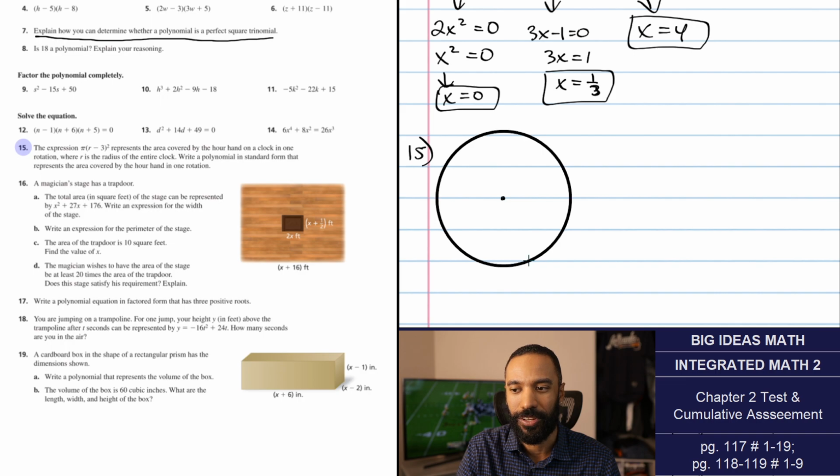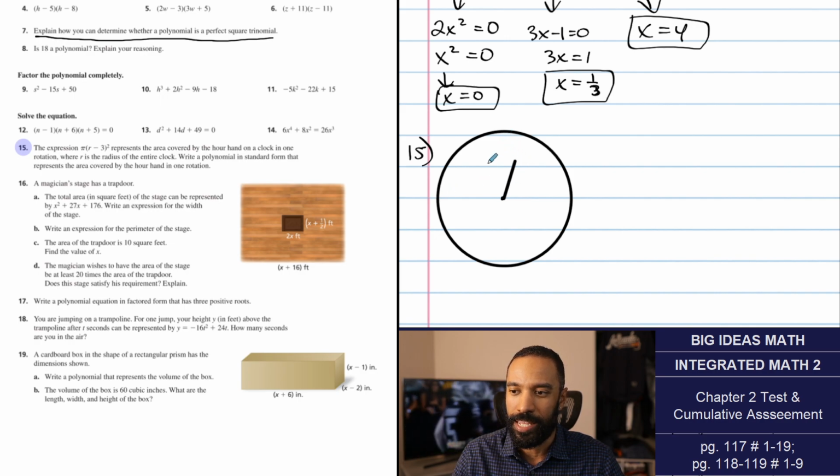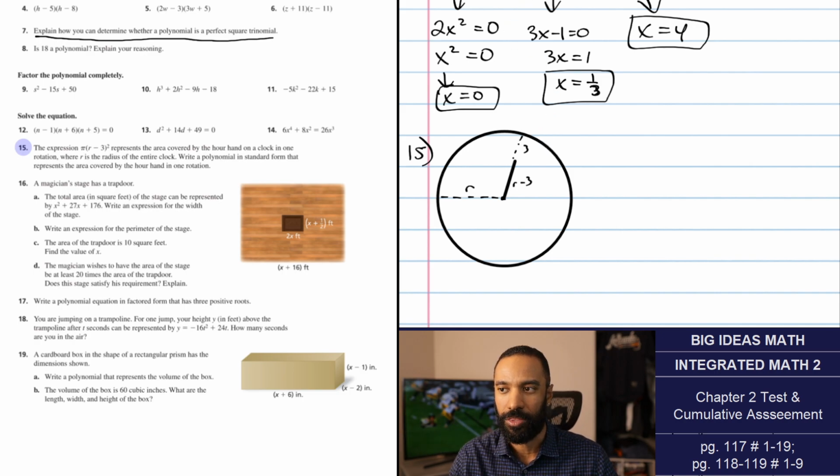So let's say this is a clock, and it's got your numbers and all that, and you have some sort of hour hand. Maybe it's a little short. Now, notice that they mentioned that r is the radius of this entire thing. So that distance is r, but this distance here is r minus 3, which means that this distance right here is 3, because you have to subtract 3 for it. So that's where that comes from.